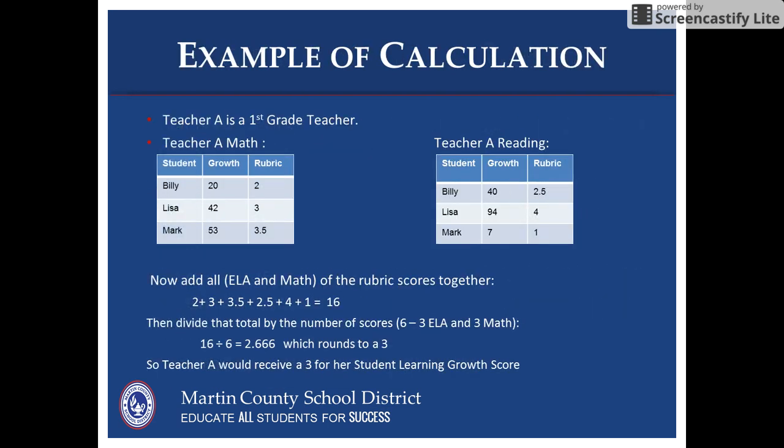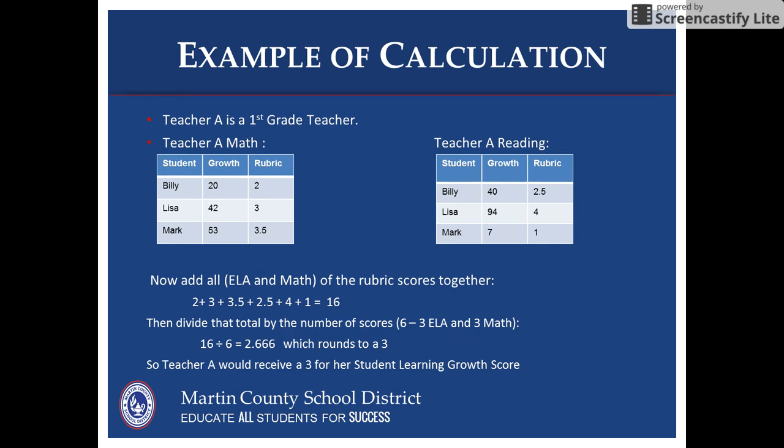Teacher A is a first grade teacher. Teacher A's math growth is shown below. Billy grew 20 points. This results in a rubric score of 2. Lisa grew 42 points, a rubric score of 3. And Mark grew 53 points, a rubric score of 3.5.